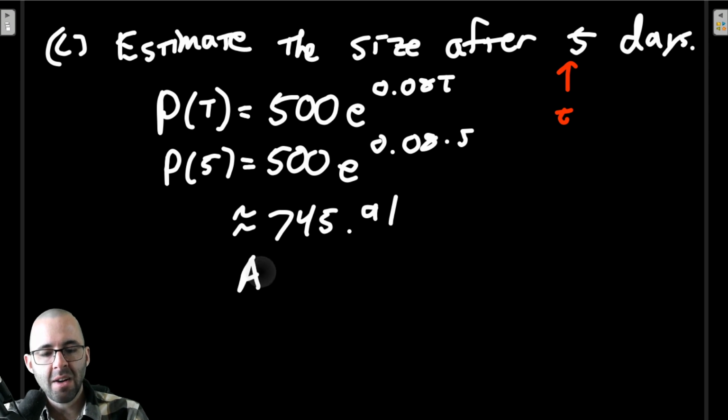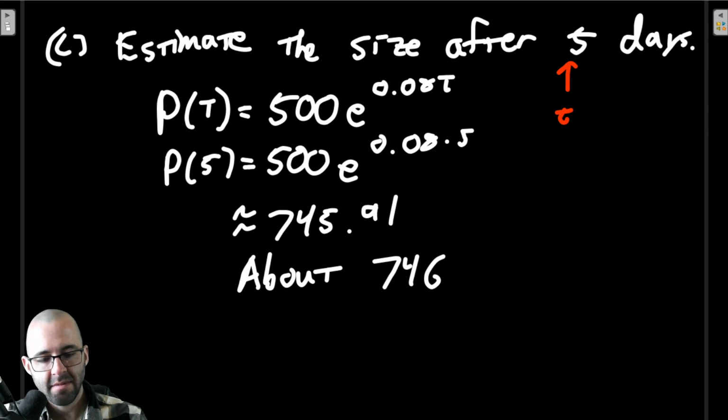So we're not going to talk about fractional fruit flies. Fractional fruit flies, kind of hard to say. 746 of them.